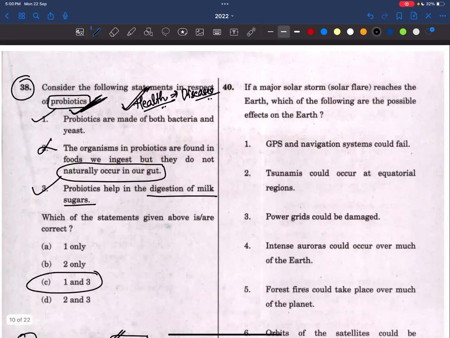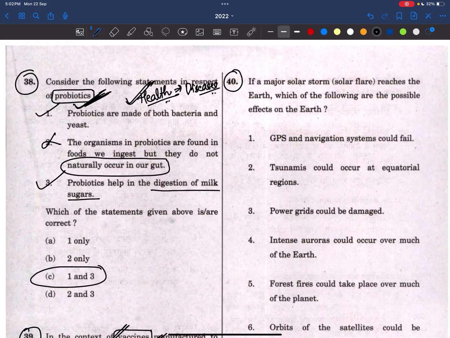Coming to the 40th question. If a major solar storm reaches the Earth, which of the following are possible effects on the Earth? Say friends, a solar storm is the electromagnetic radiation of the sun.